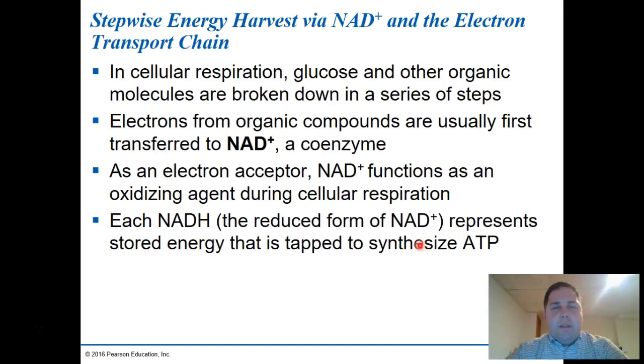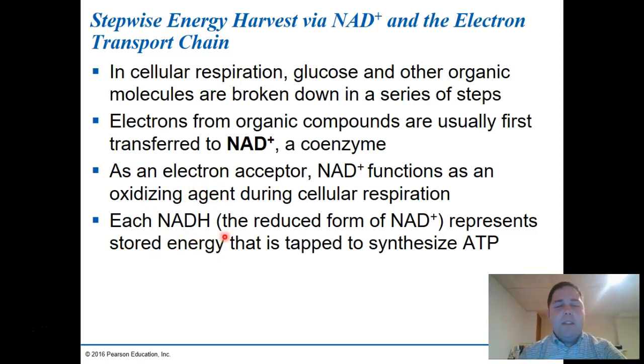Now, why are we doing all this oxidation? What the oxidation is going to allow us to do is it's going to allow us to reduce a molecule known as NAD+, nicotinamide. And we're going to call NAD+ an electron acceptor because it's going to take those electrons from the oxidation reaction and turn into the reduced form of NAD+ we call NADH.